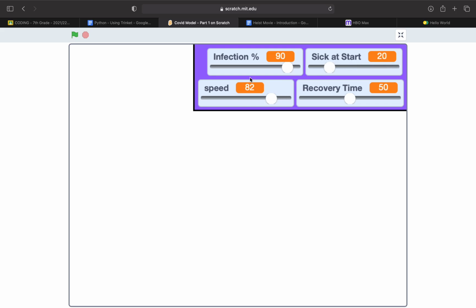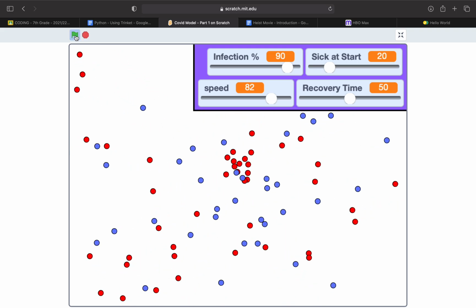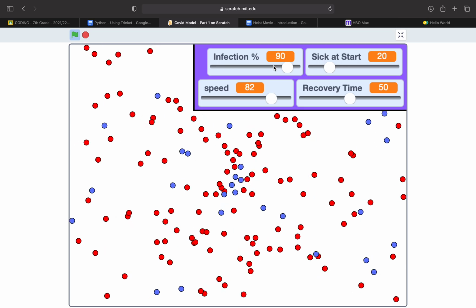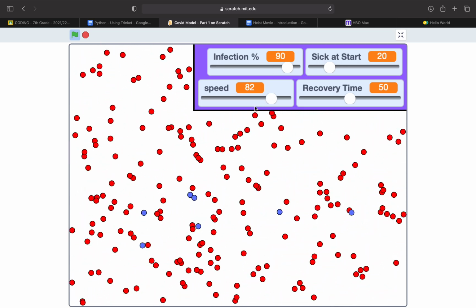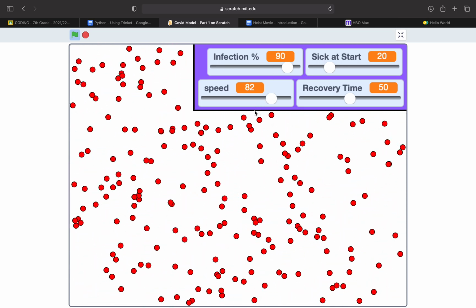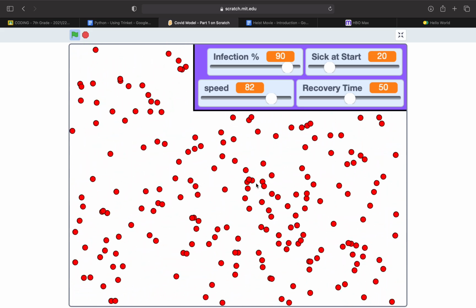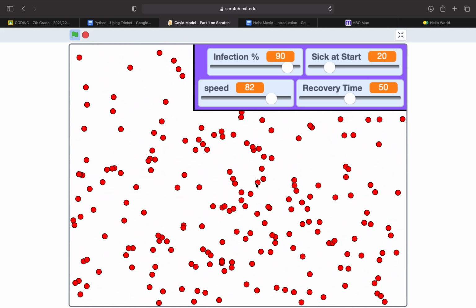So let's see what happens if I say I want 20 dots to start sick. I want everyone to be moving around like crazy, but I want the infection rate to be 90. Recovery time in this model works like this: after a certain number of seconds, you get better. In this case, after 50 seconds of being sick, you recover. So let's see what happens. I predict that pretty much everybody will be sick very soon because the infection rate is 90 and everyone's moving around. You can see that basically everybody is sick. In fact, all of them are sick for sure.